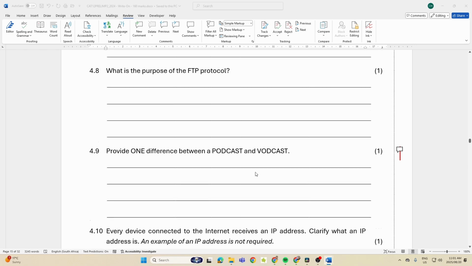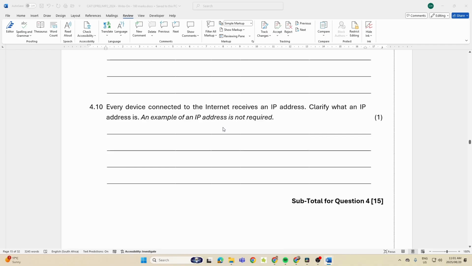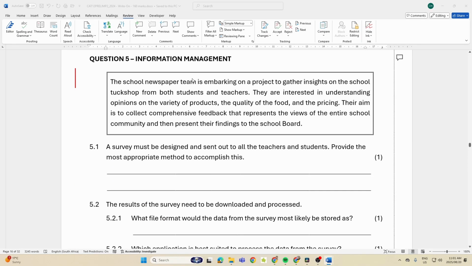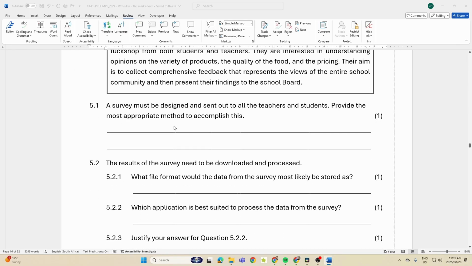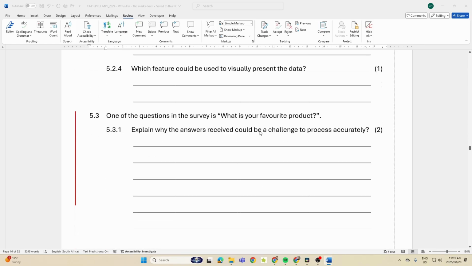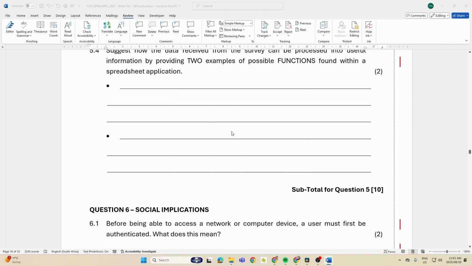Okay? The difference between a podcast and a vodcast, one is audio only, the other one is video, but you know these things. The difference between your blog and your vlog, now that I'm just mentioning this. What is an IP address? All right. Then question 5, again, we get our scenario and they'll ask you, look at questions on surveys, formatting. How should you present the data? Types of questions, your open and your closed questions.